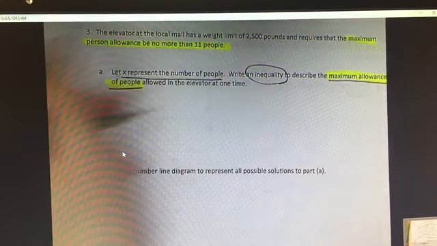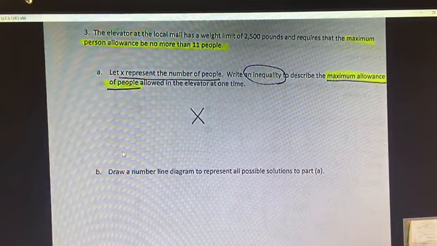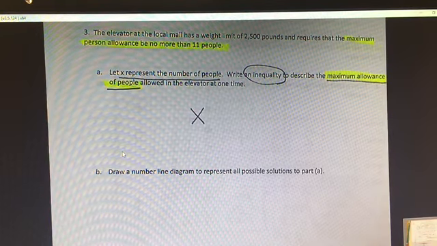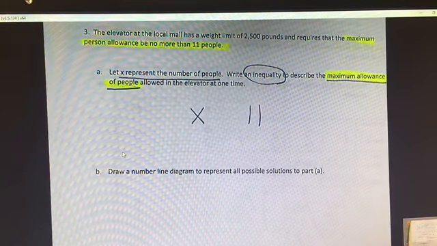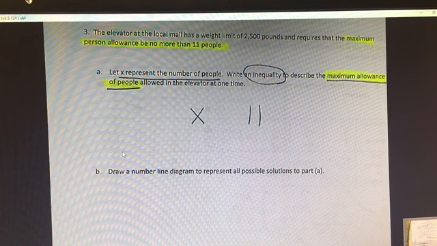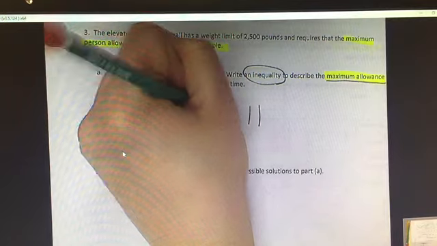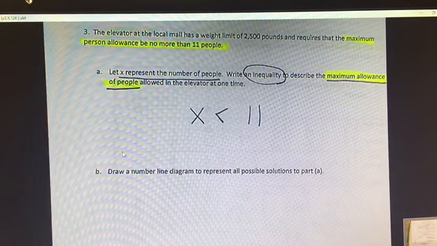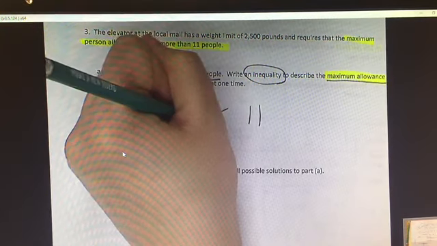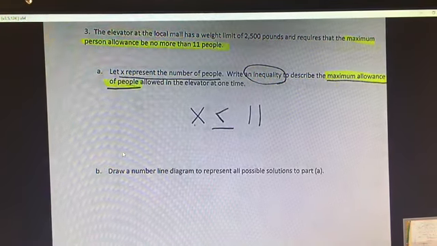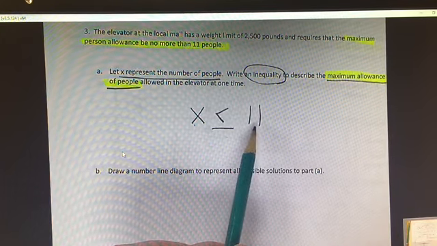So we already talked about we're going to put our variable in the middle, okay? And we know that the maximum amount of people we can have is 11 people, okay? That means if that's the max, we can't have more than 11 people, okay? But we can have less than 11 people. So this is the number of people. We can have less than 11 people, but we can also have 11 people, okay? So we can have X is less than or equal to 11, okay?